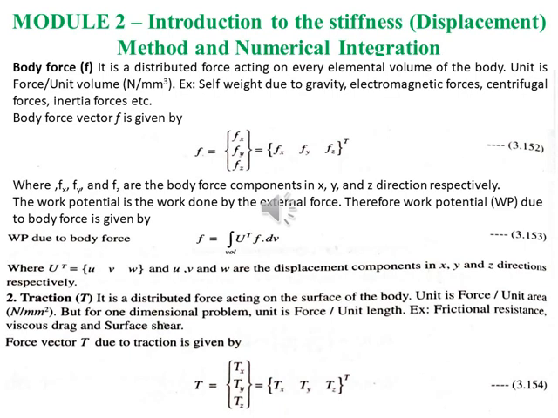The force vector T due to traction is given by T is equal to Tx, Ty, Tz, wherein Tx, Ty and Tz are the traction components in x direction, y direction and z direction respectively. The work potential due to the traction or surface force is given by integrating u transpose into T dS, where u transpose is nothing but u, v, w, and u, v, w are the displacement components in x axis, y axis and z axis respectively.